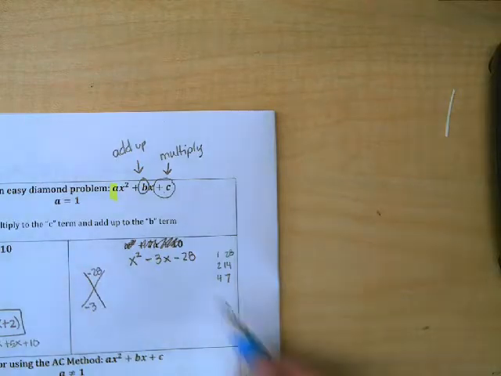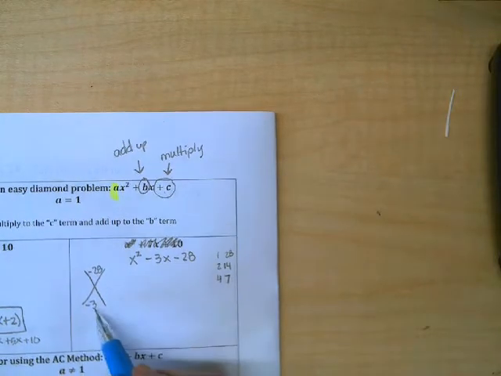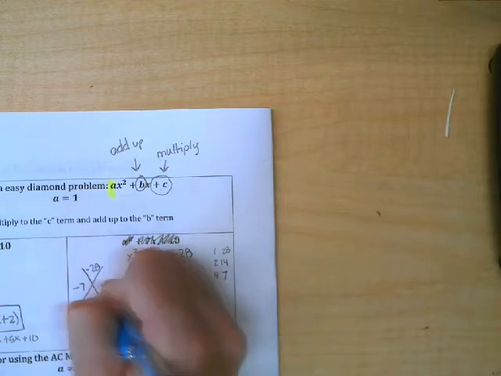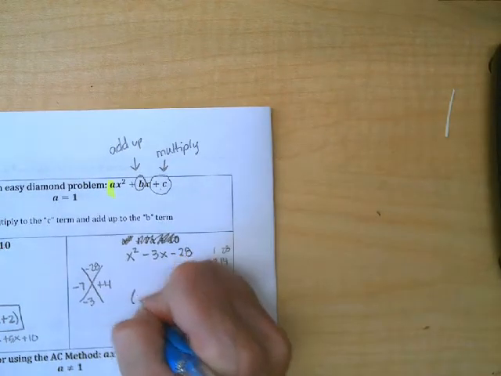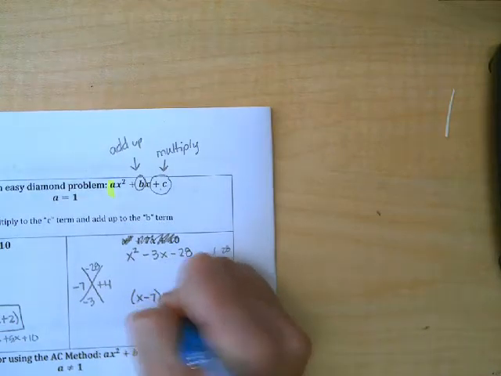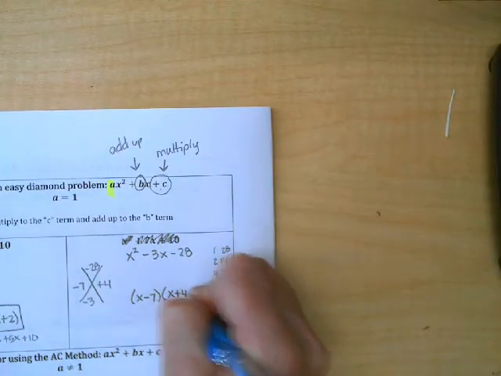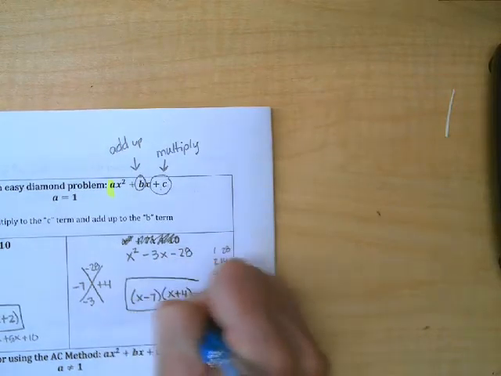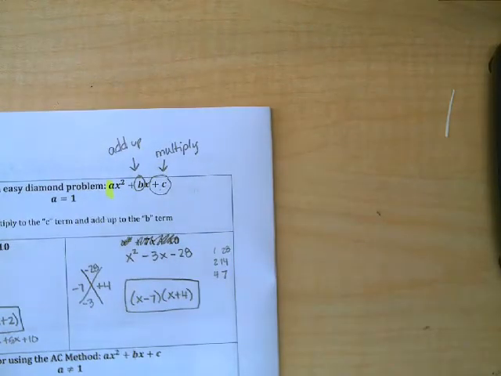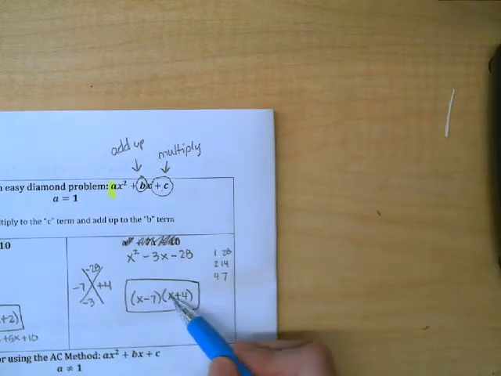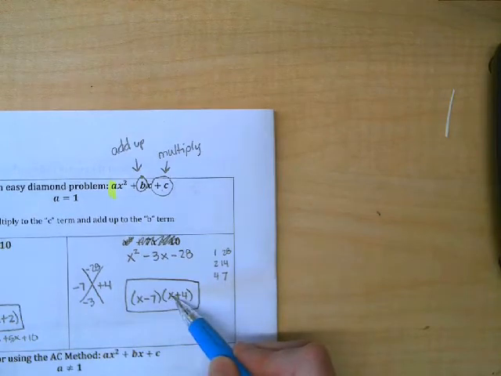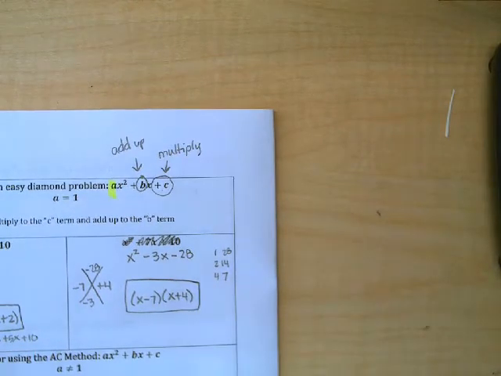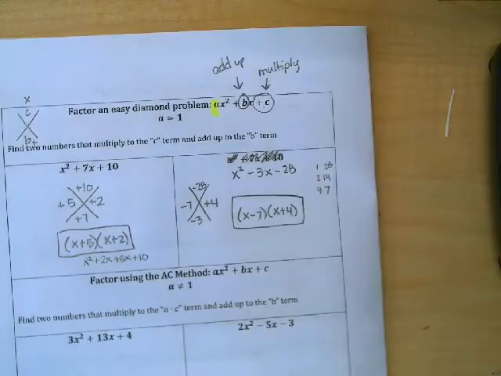The 7 has to be negative because we need that negative 3. So a negative 7 and a positive 4. So x minus 7, x plus 4. And that's it. We can't solve because there's no equal sign. And again, I can double check. X times x is x squared, plus 4x minus 7x, that's minus 3x, minus 28. So I know that I did it right.